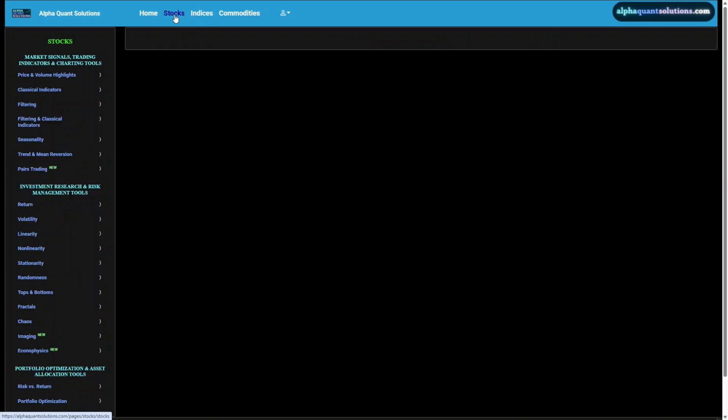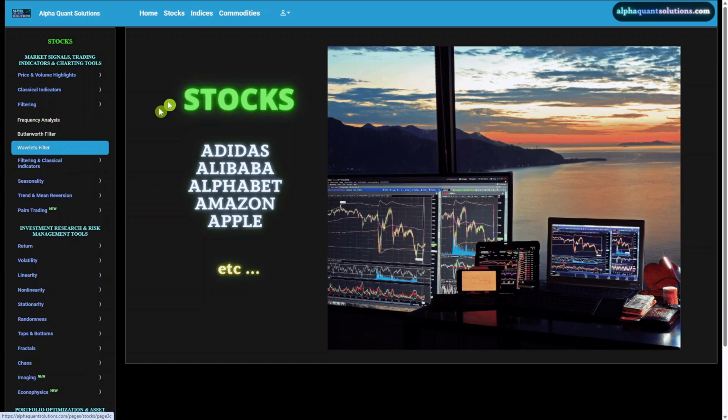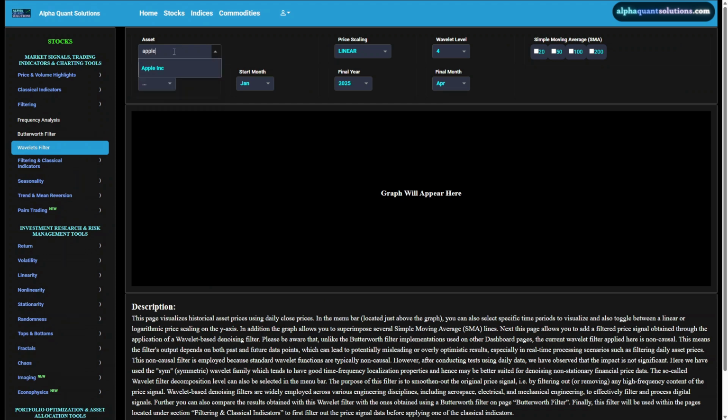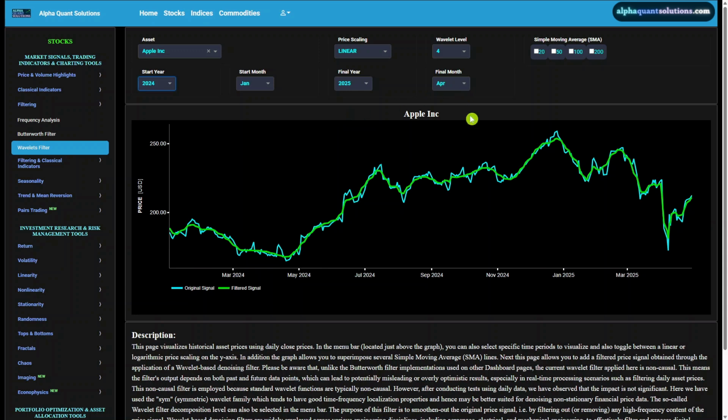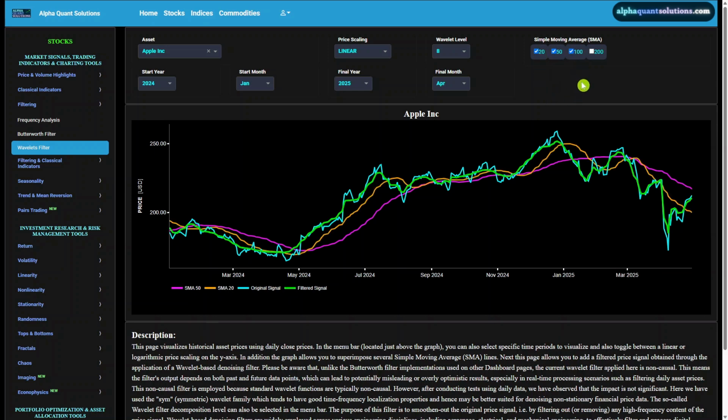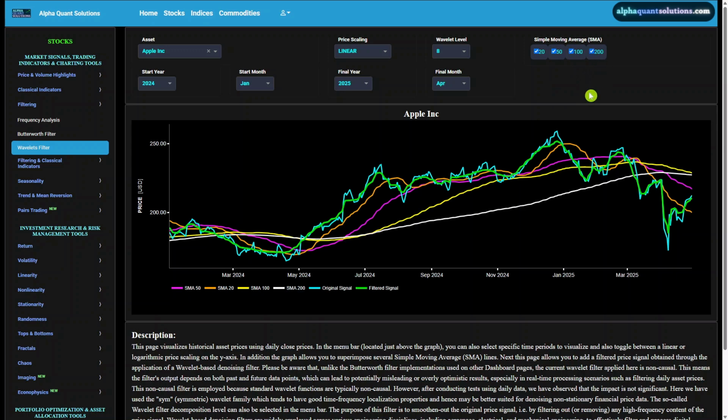Let's try, for instance, stocks. Let's try another asset. Let's go for Apple. Again, 2024 until 2025. And so here you see nicely, it's a nice filtered version. We can even increase here the wavelet decomposition level. We can try 6, and we can even go to 8. And then you can also use simple moving averages if you want: the 50 days in magenta, or the 20 days in orange, or the 100 days in yellow, or the 200 day in white.